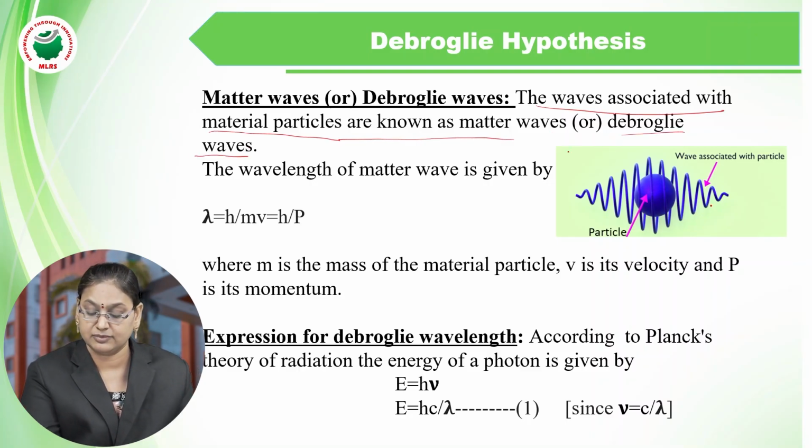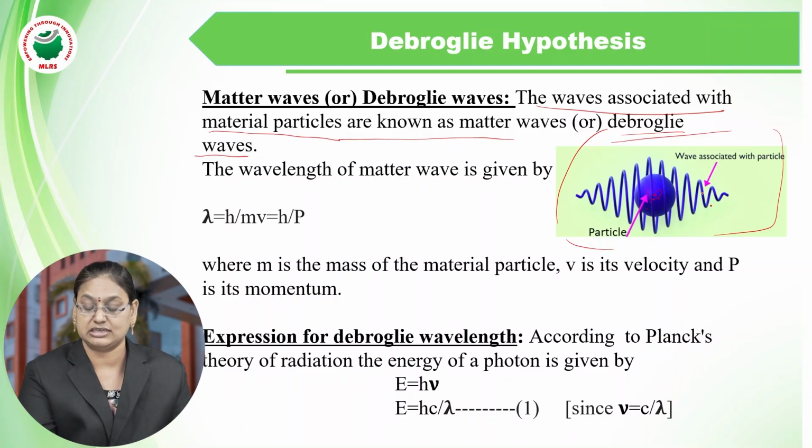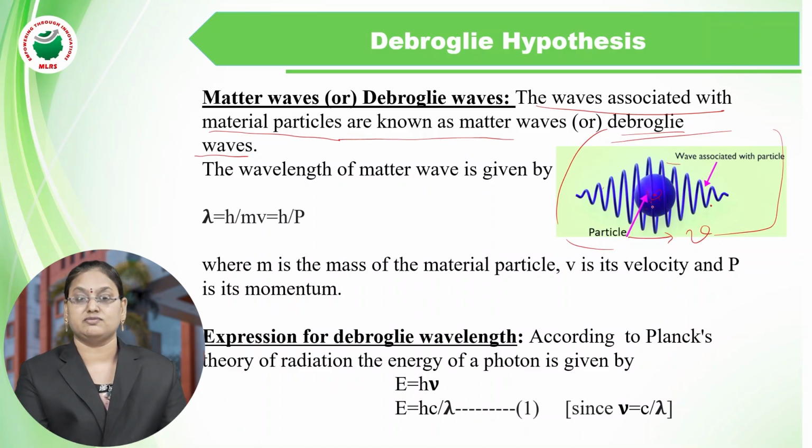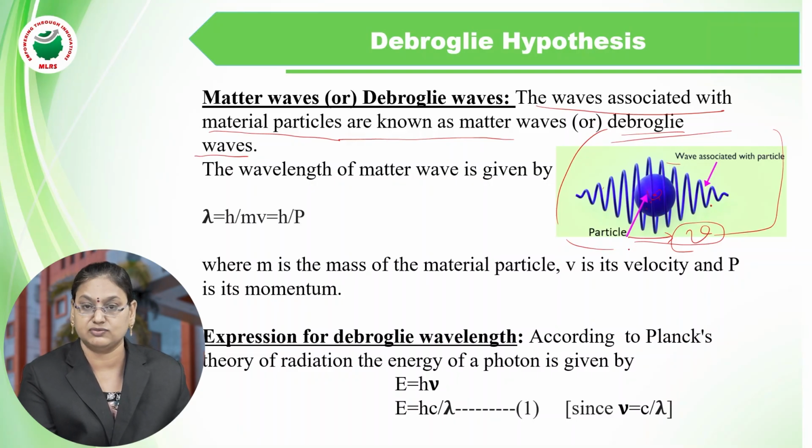So this is a diagram representing the matter wave. You can see here, this is a particle. Whenever the particle is at rest, it has particle nature, which means no waves are associated with it. Whenever this particle is moving with some velocity, waves are associated with it. This wave pattern is known as matter waves or de Broglie waves.